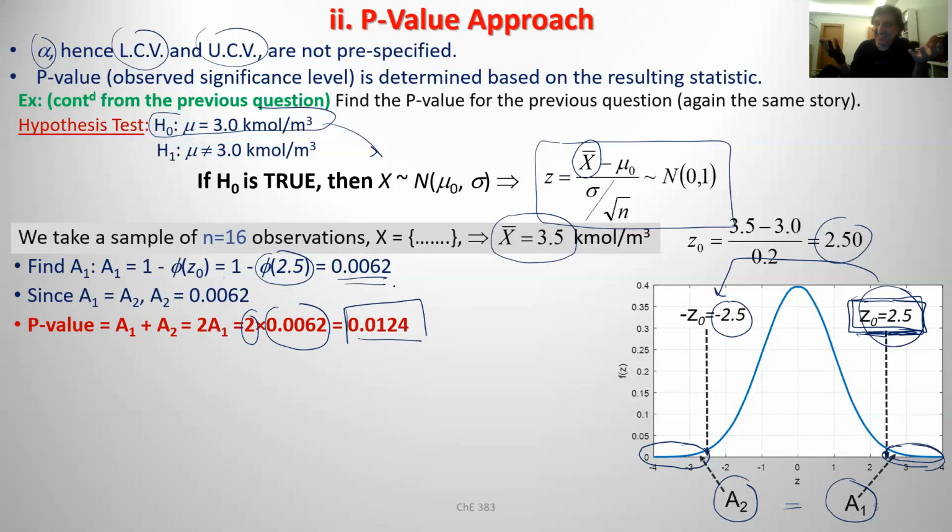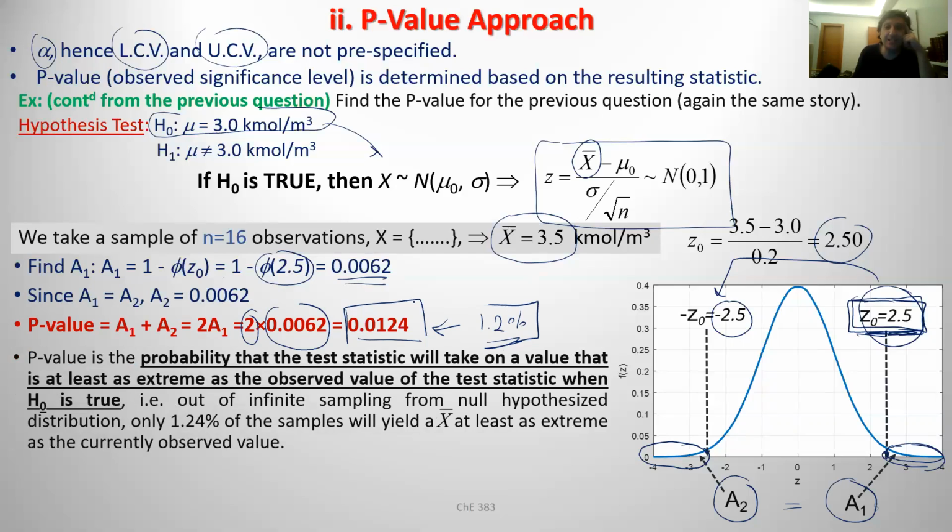First of all, what is this? What is its unit? It is a probability. So as you can see, this is around 12% probability. It's a low probability, but it's the probability of what, you may ask. So here is the definition. It is the probability that the test statistic, which in this case is X bar, will take on a value that is at least as extreme as the observed value of the test statistic when H0 is true.